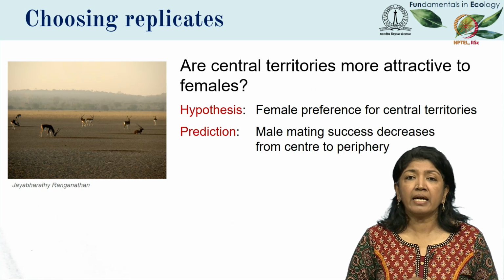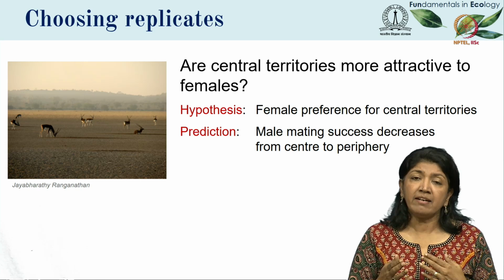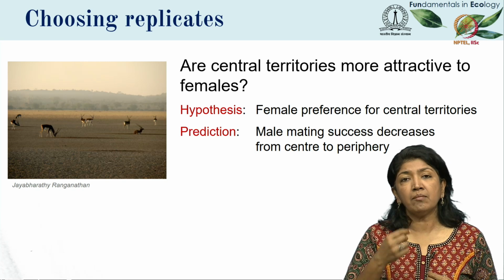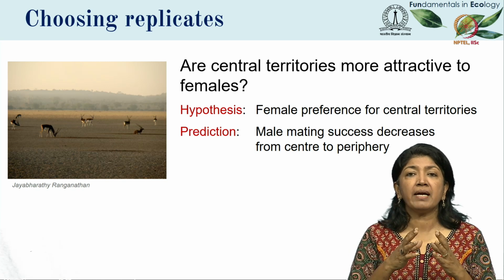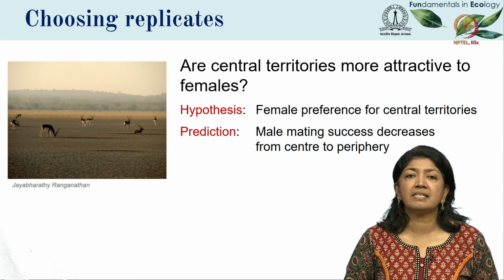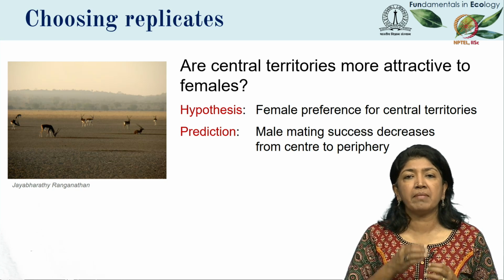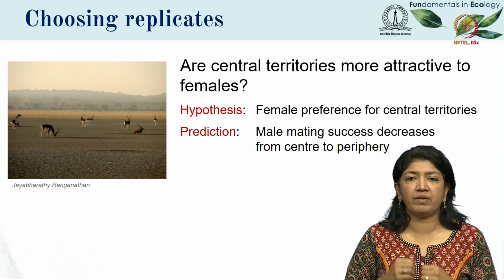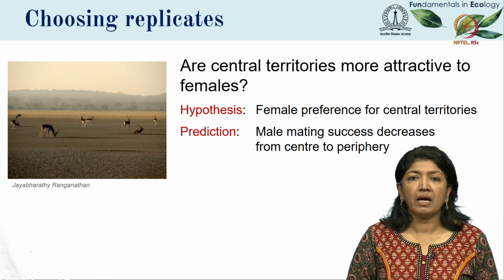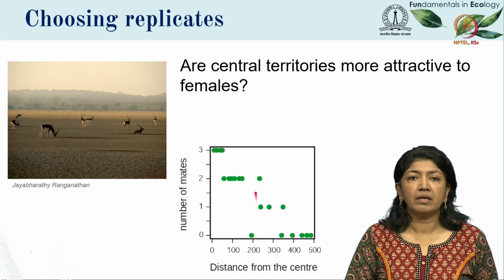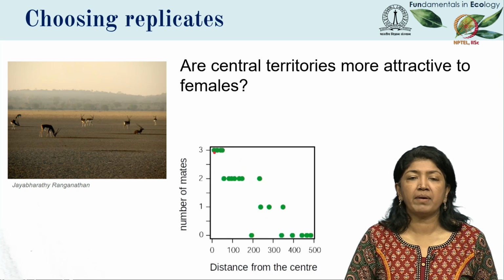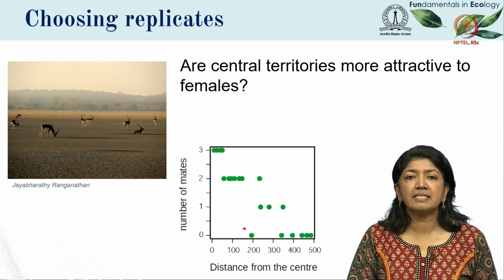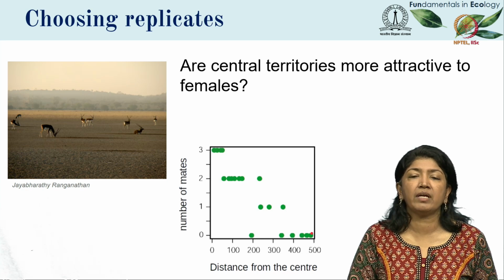Suppose I am interested in whether central territories are more attractive to females, that is, do they use central territories as a cue in mate choice. So, my hypothesis is females prefer to mate with males on central territories, and my prediction here is that male mating success decreases from the center of the cluster to the periphery. For this question, I now measure male mating success, number of mates for a male on territories at different distances from the center to the periphery of the cluster.